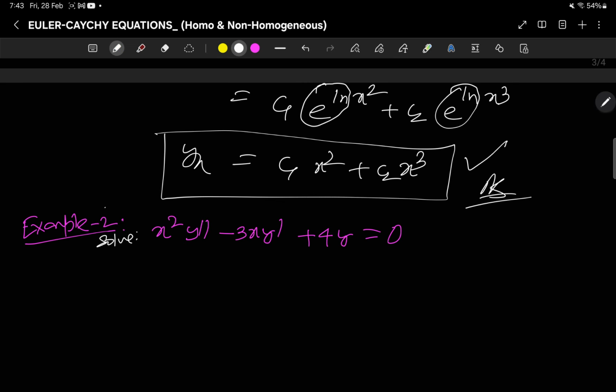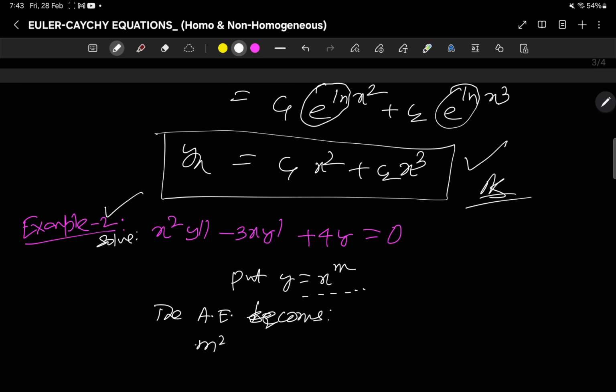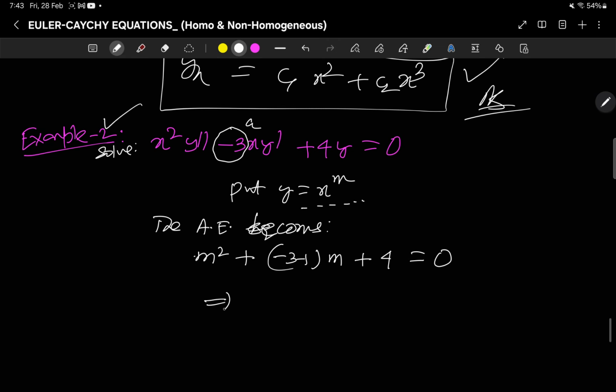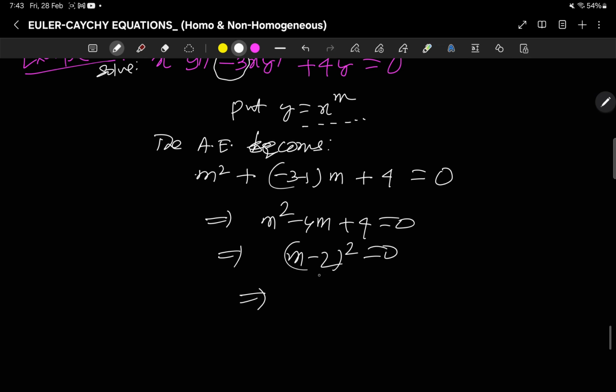Coming to example 2, you are asked to solve this. I prefer the direct method. Put y is equal to x to the power m. The auxiliary equation becomes m square plus (a minus 1) m plus b equal to 0, where here a is minus 3 and b is 4, so m square minus 4m plus 4 is equal to 0, which implies m minus 2 whole square is equal to 0. So that means m is equal to 2, repeated twice.